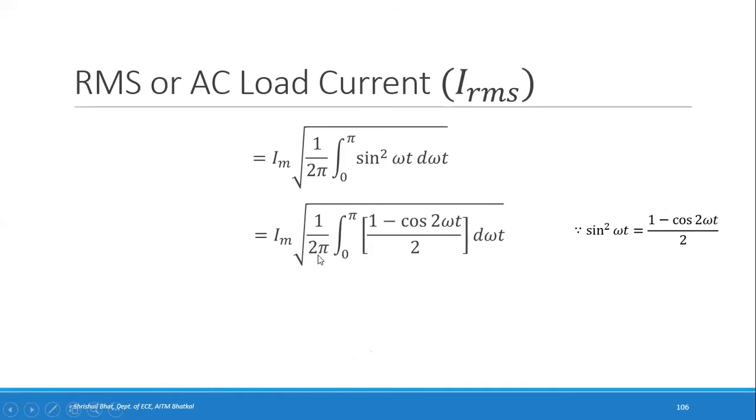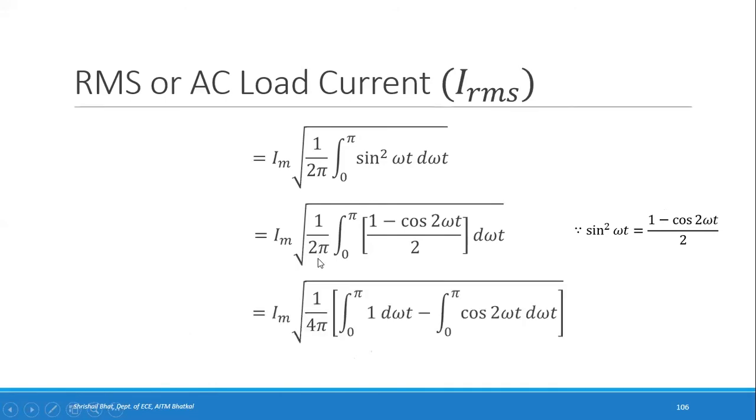It will become 1 by 4 pi. So then I can split this integral into 2. It is integration of 1 with respect to omega t minus integration of cos 2 omega t d omega t, right?